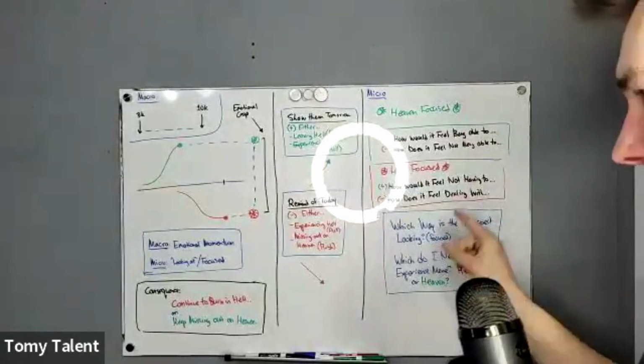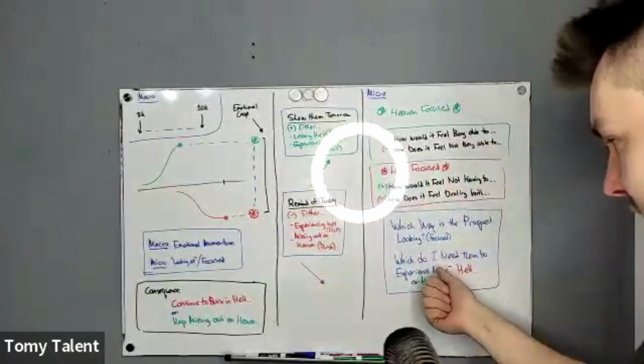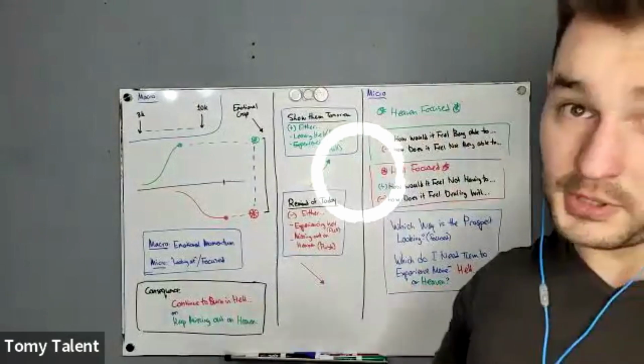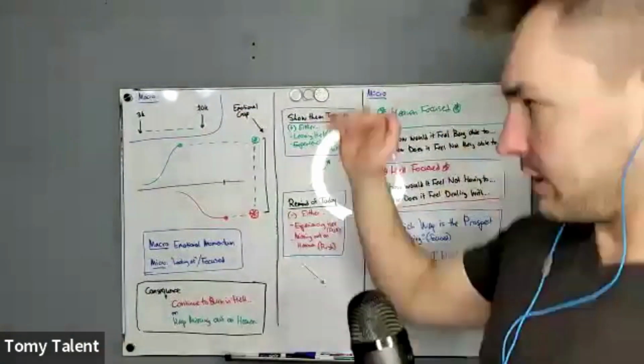Which way is the prospect looking? Are they looking at heaven or are they looking at hell? And then I need to ask myself, which direction do I need them to experience more? Do I need them to experience more hell to build a bigger gap? Or do I need them to experience more heaven?